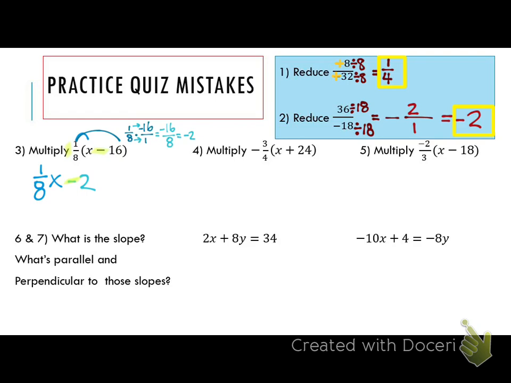This next one we're going to distribute. We got negative 3/4 times x. And then we have negative 3/4 times 24. Again, put a whole number over 1. And just multiply straight across. What is negative 3 times 24? Negative 72. And then 4 times 1? 4. What is negative 72 divided by 4? Negative 18. So again, we had a negative times a positive, which makes a negative. So watch your sign. Negative times positive makes a negative.